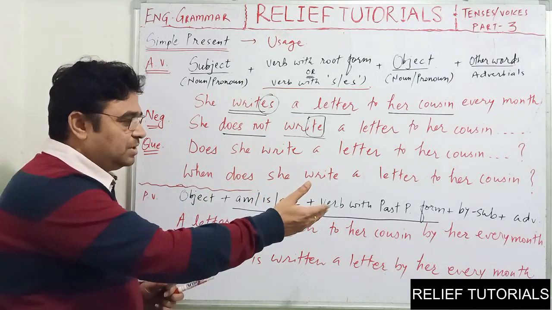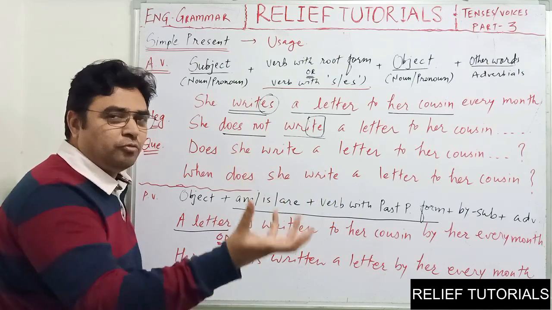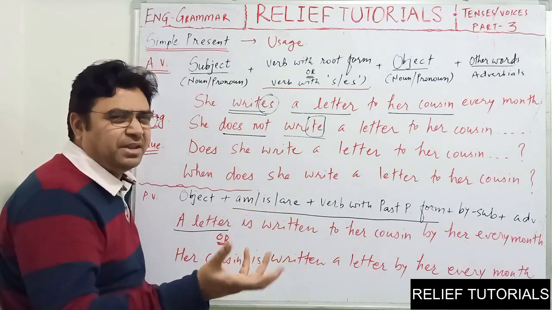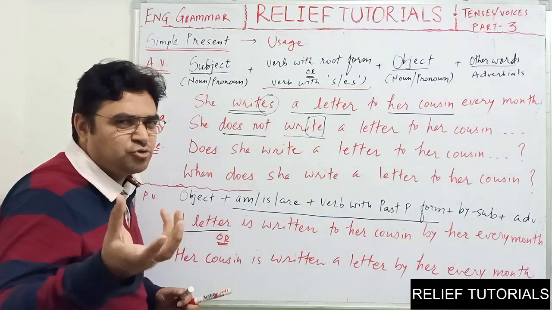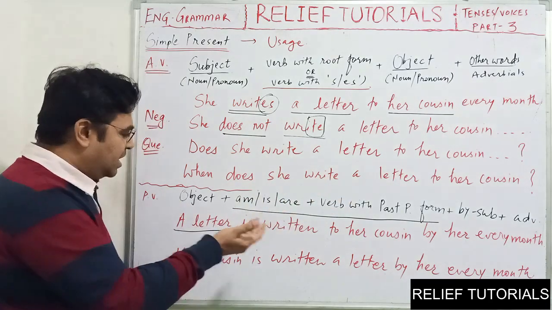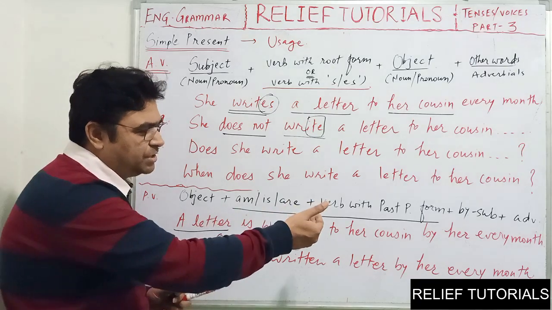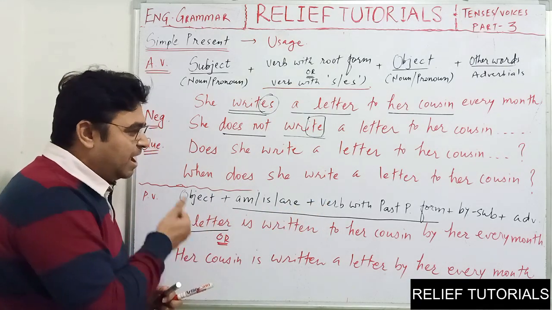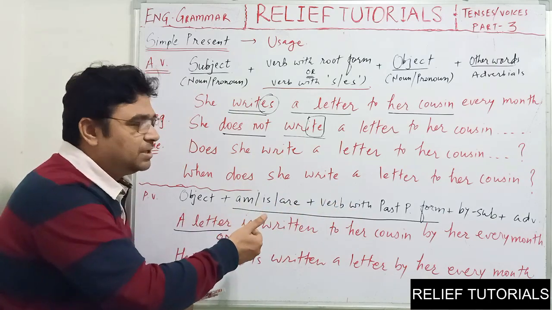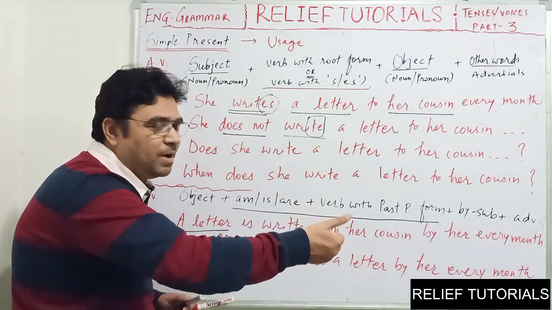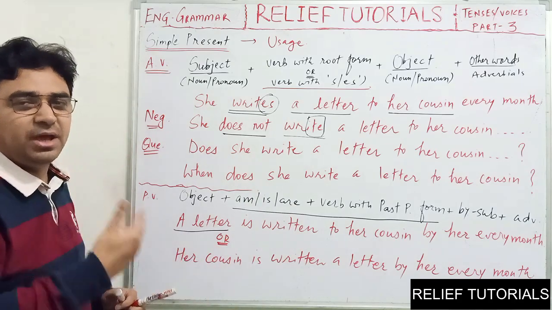This every month is actually adding something to the meaning of the verb, so it could be anywhere in the sentence. It is an adverb, so it does not have any specific place. It depends on your emphasis. It could be right in the beginning. Every month a letter is written to her cousin by her. A letter every month is written to her cousin by her. A letter is written every month to her cousin by her. It could be anywhere.